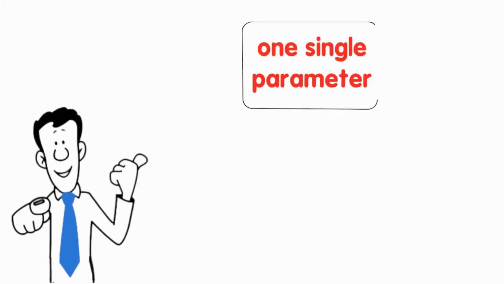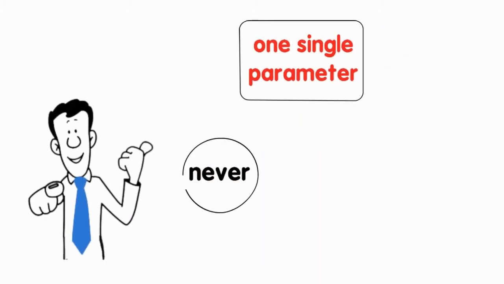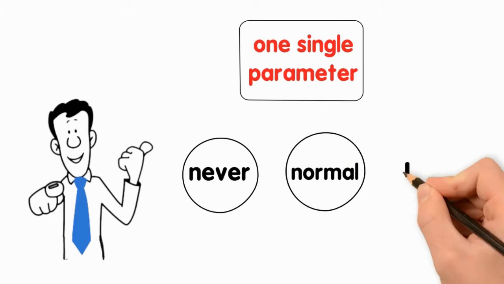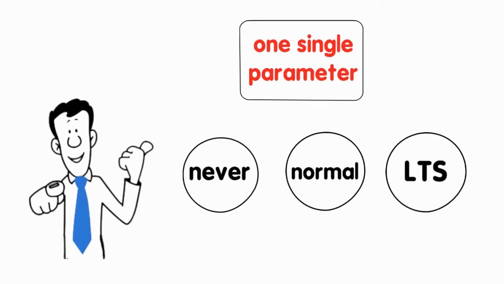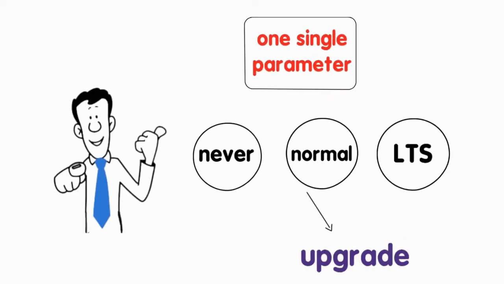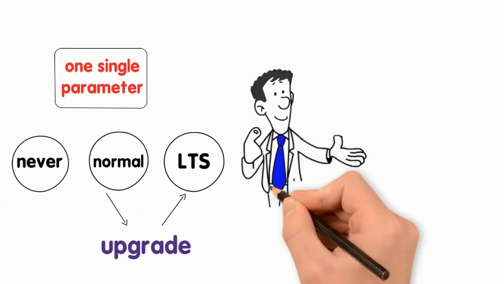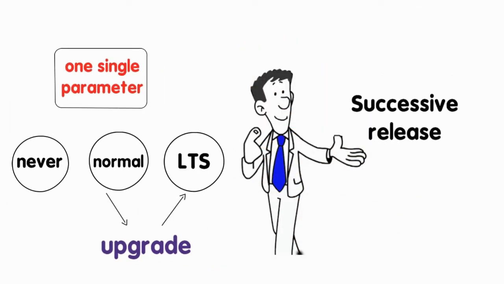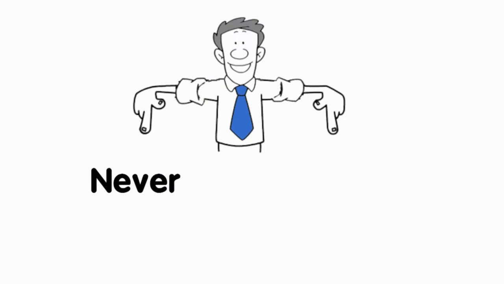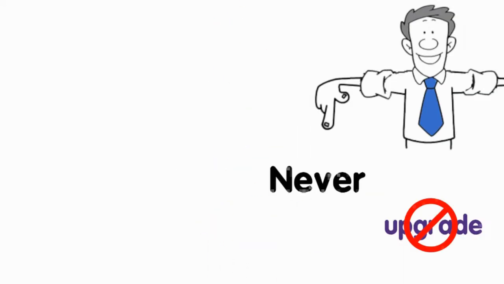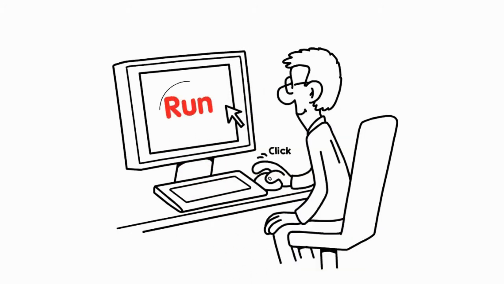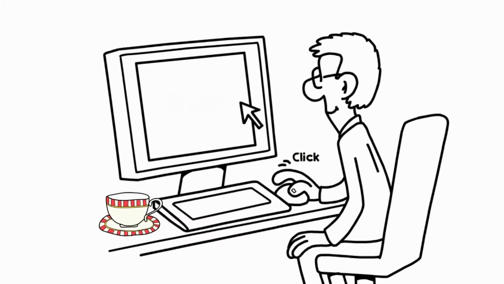It provides one single parameter and 3 options: Never, Normal, and LTS. Set the parameter to Normal to upgrade from an LTS to a successive release. Never and LTS options will block the upgrade in this scenario. Go ahead and run the steps and go for a cup of coffee. Great, it completed.